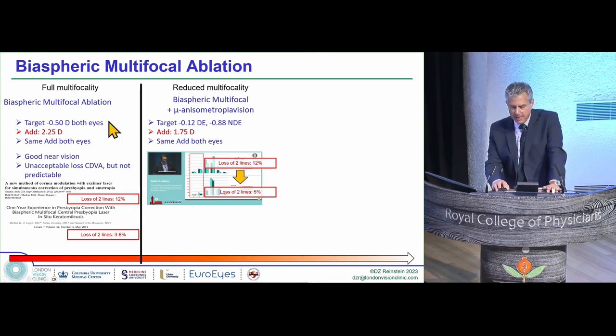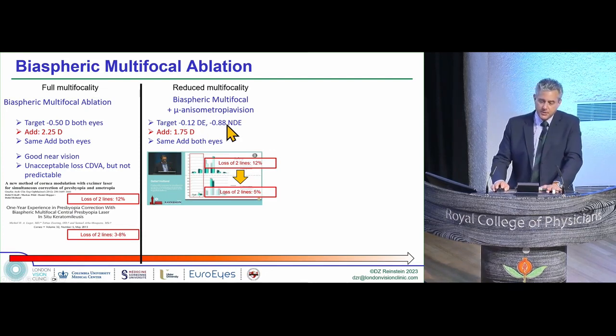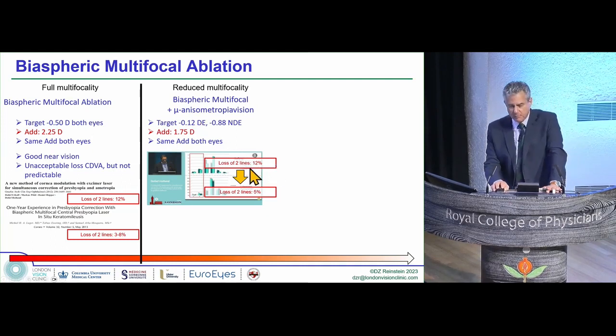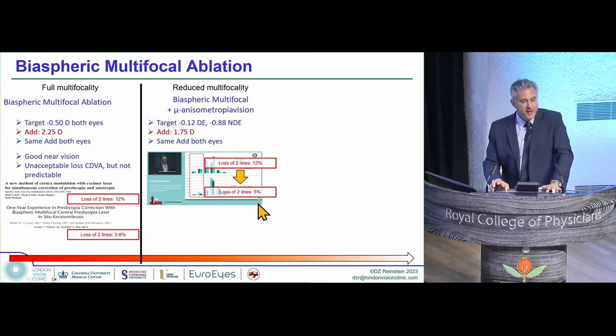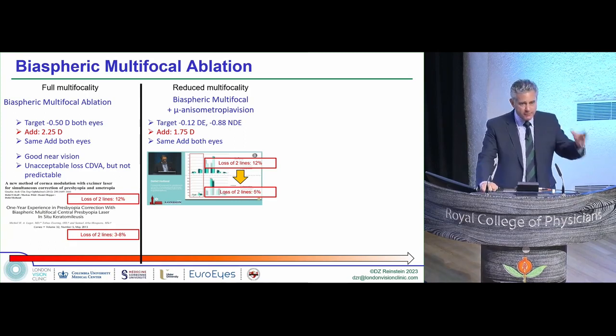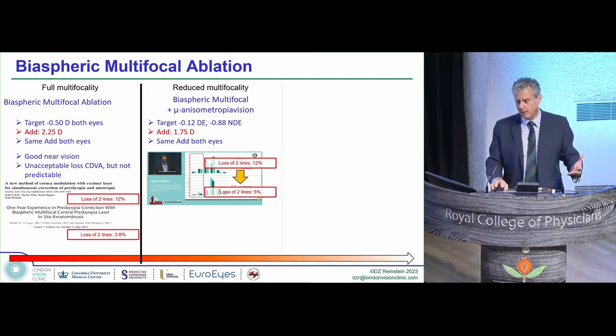So here they made the target eye for distance almost plano and a little bit of an anisometropia minus, and reduced the add in both eyes. And they did improve the safety from 12% loss of 2 lines to 5%. But 5% loss of 2 lines is what we were getting in 1995 with the Summit Apex Plus PRK. So it's still not acceptable.